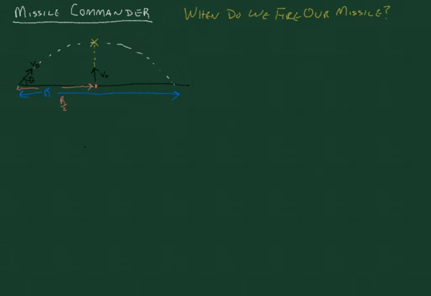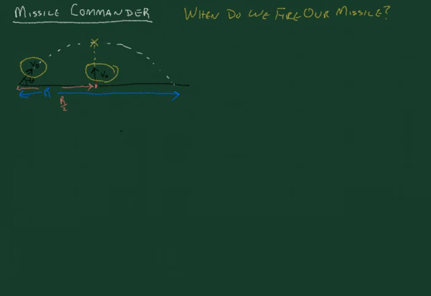Okay, so now this involves two sets of equations, right? We're going to have one set of equations that are governed by the first missile, and then we're going to have another that are governed by our missile that we want to intercept it. Okay, so let's look at what we know about this.